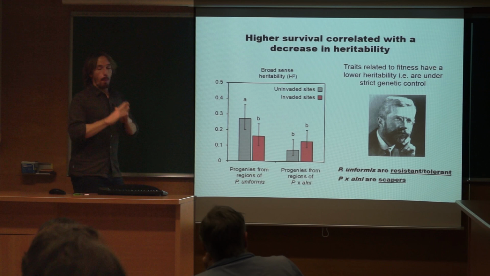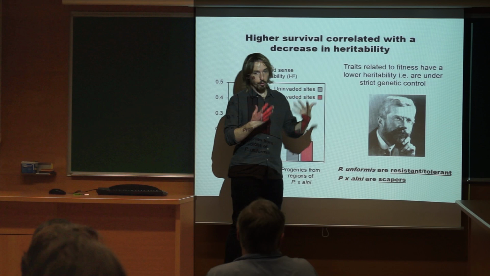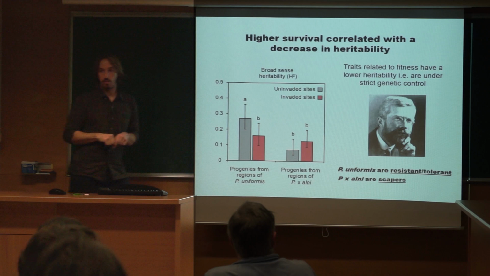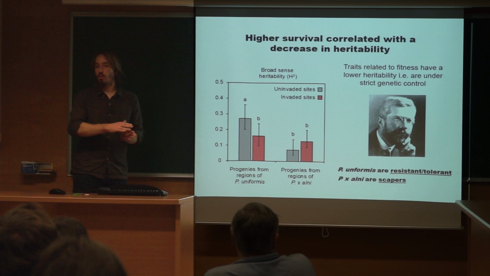What is this important for? Fisher, who was one of the people starting with evolution, proposed, and it was later confirmed, that traits related to fitness have a lower heritability, because they have a very strict genetic control. There's only one way to be in this environment. You cannot have, you know, yellow feathers and these kinds of non-adaptive traits. They are not good to be so variable.